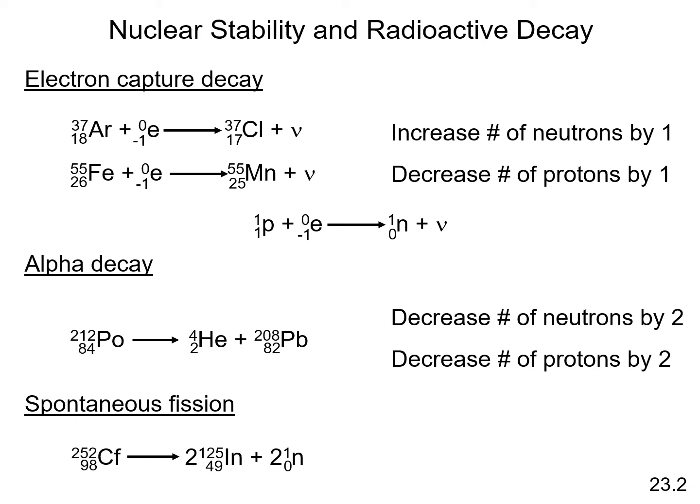Excited nuclei can also give you gamma rays. This is just light energy, and there's no transmutation that takes place.